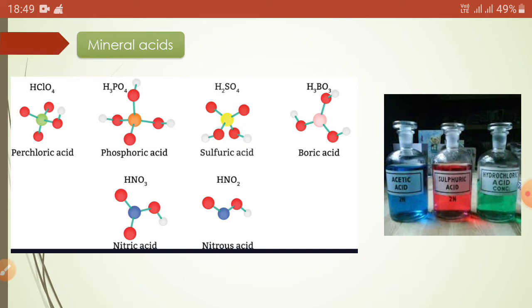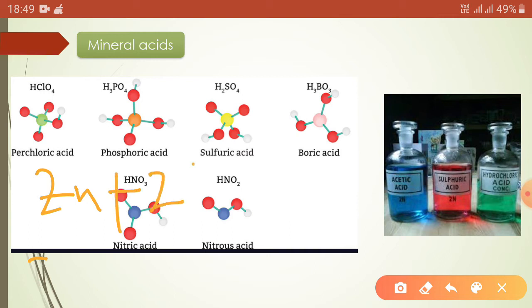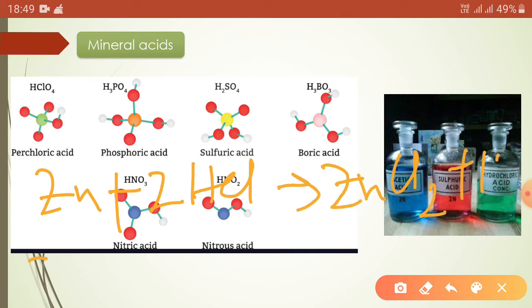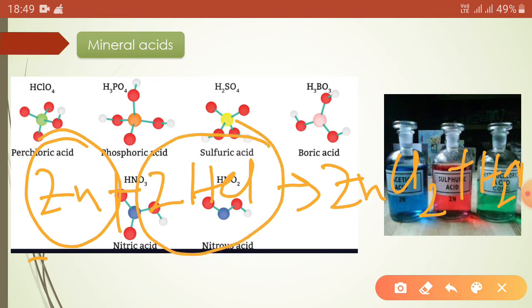Suppose we are taking one example, zinc. It is a metal. It reacts with hydrochloric acid, that is HCl, and gives us ZnCl2 and H2, that is in the form of gas. So when zinc reacts with HCl, or hydrochloric acid, it gives us zinc chloride and hydrogen. Hydrogen here is, we know, a gas, and zinc chloride is known as the salt.